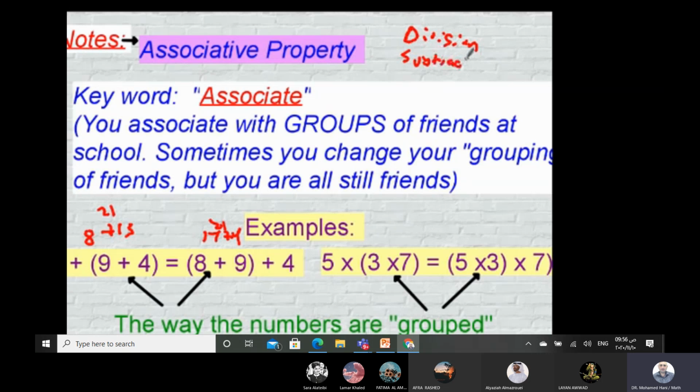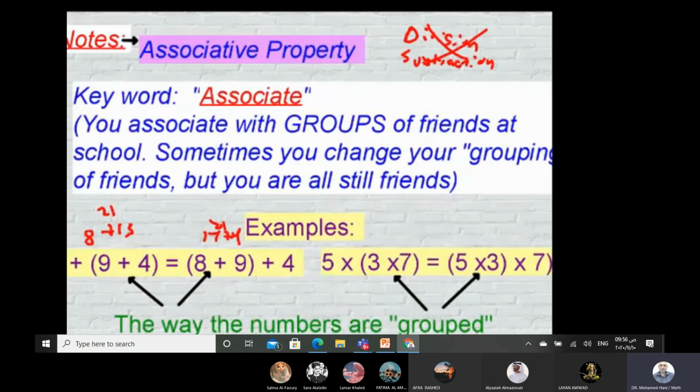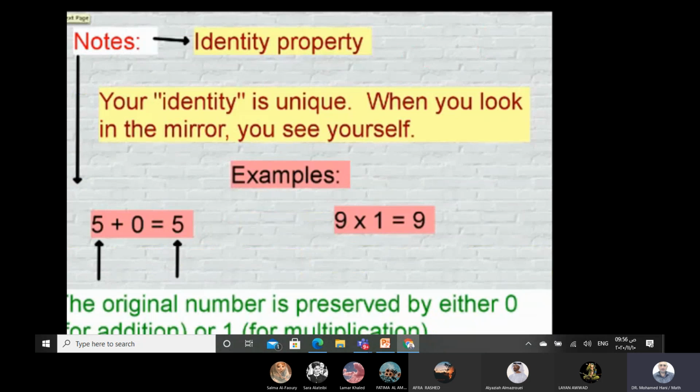It only works for multiplying and dividing. Does not work for adding or for subtraction or division. So associative is about grouping. Commutative is about ordering. All right, let's talk about our third property, which is the identity property.